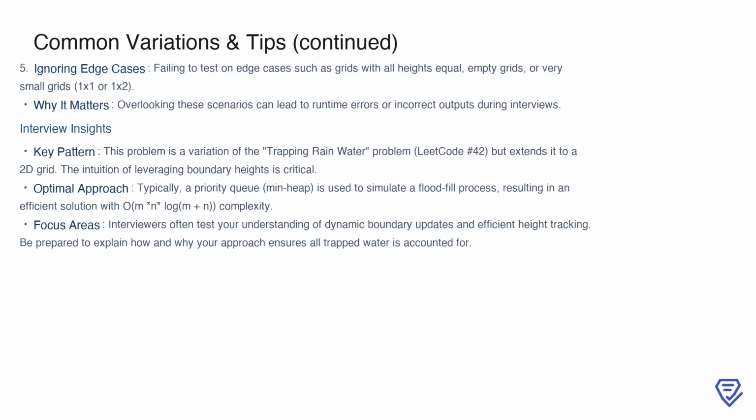Speaking of interviews, there are some valuable insights to keep in mind. This problem is a 2D variation of the classic trapping rainwater problem, so understanding the intuition behind boundary heights is critical. The optimal approach typically involves using a priority queue, or min-heap, to simulate a flood fill process. This achieves an efficient time complexity of O(m*n*log(m+n)), making it well suited for larger grids.